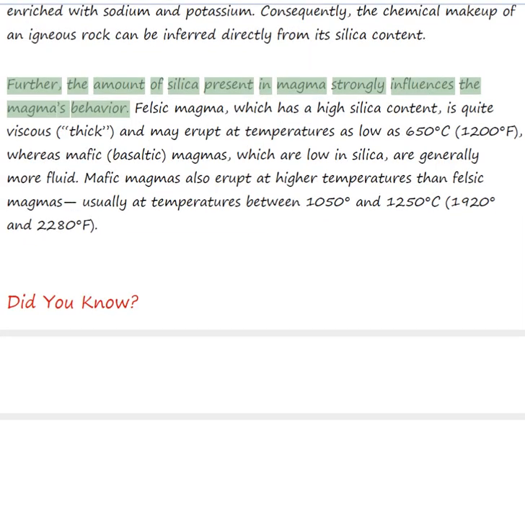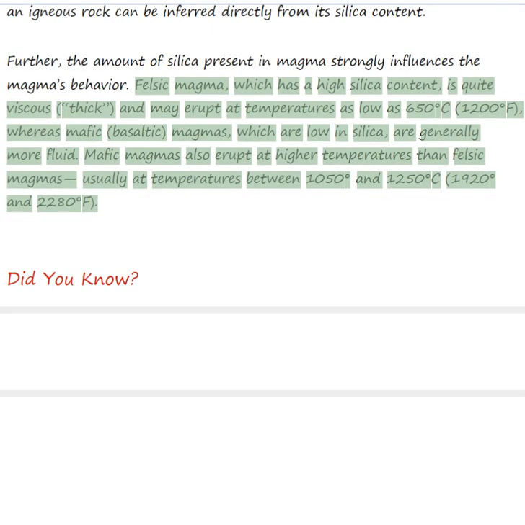Further, the amount of silica present in magma strongly influences the magma's behavior. Felsic magma, which has a high silica content, is quite viscous and may erupt at temperatures as low as 650 degrees Celsius, whereas mafic magmas, which are low in silica, are generally more fluid. Mafic magmas also erupt at higher temperatures than felsic magmas, usually at temperatures between 1050 degrees and 1250 degrees Celsius.